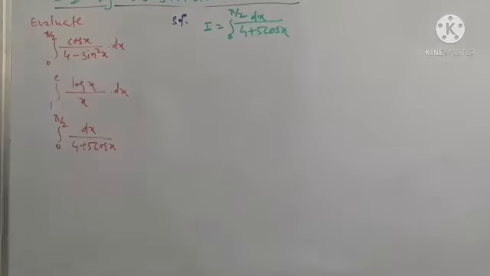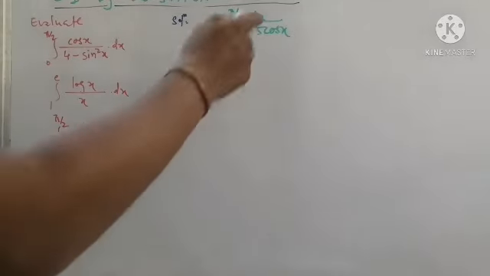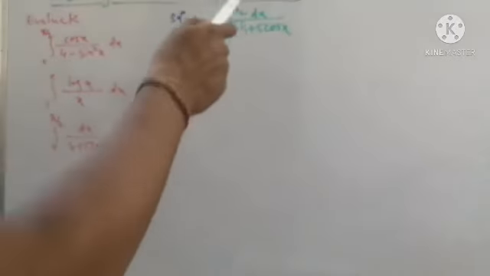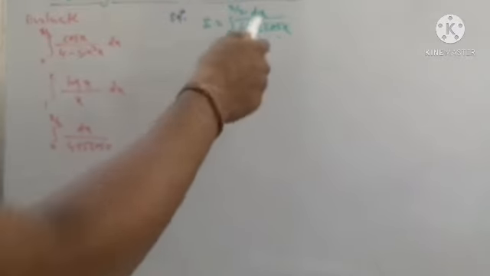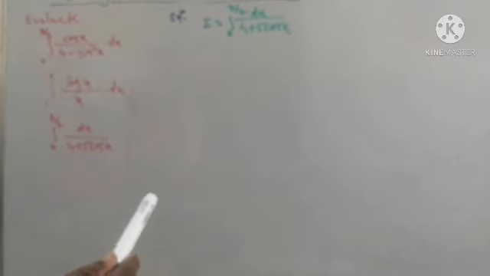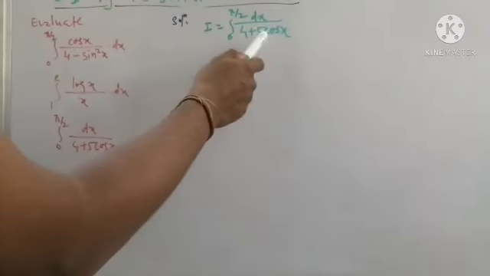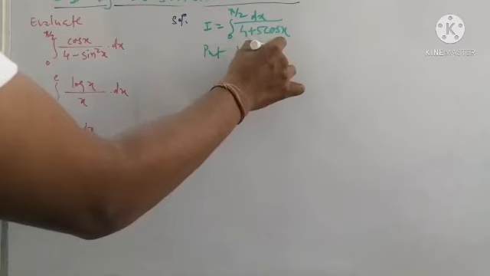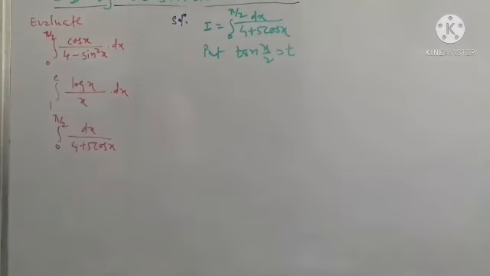Next example, I is equal to integral from 0 to pi by 2 of dx divided by 4 plus 5 cos x. As you can observe here, I put dx in the numerator, as this is the integral of type 2. As you remember, this is the integral having the denominator in the form of a linear term of cos x. So by using the standard substitution, that is tan of x by 2 is equal to t, we can evaluate the integration.